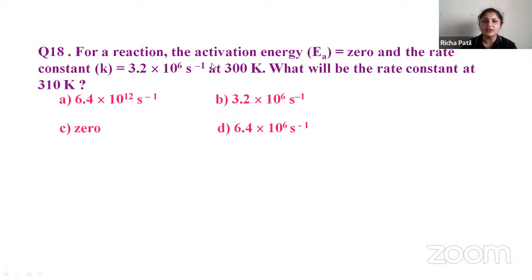For the reaction, the activation energy EA is 0 and the rate constant K equals 3.2 into 10 raised to 6 per second at 300 Kelvin. What will be the rate constant at 310 Kelvin, if the activation energy is 0?